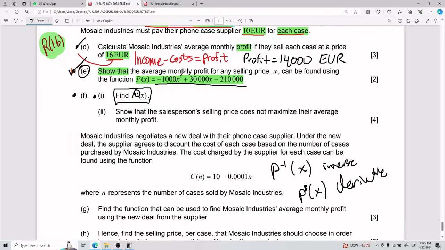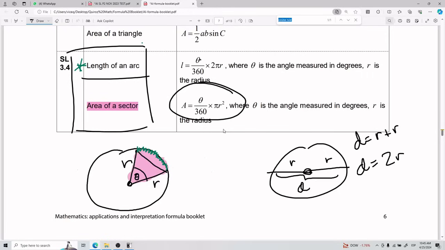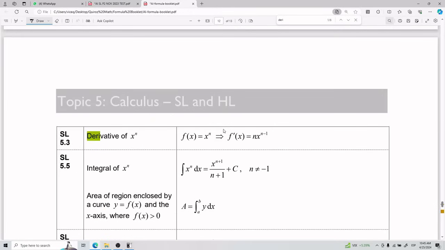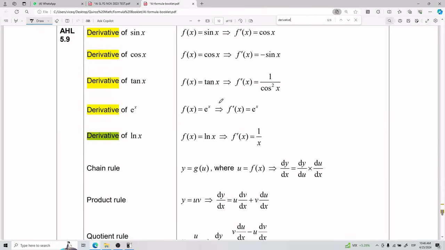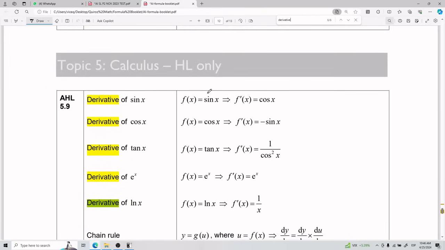So the derivative for the IB AI SL level, if I put it into my formula booklet, you have this one, which is the derivative of the exponent. So you can look it up. I actually have a video on it. You can enjoy your time there. There's a bunch of other derivatives, but this is for HL, so we can just laugh at them.